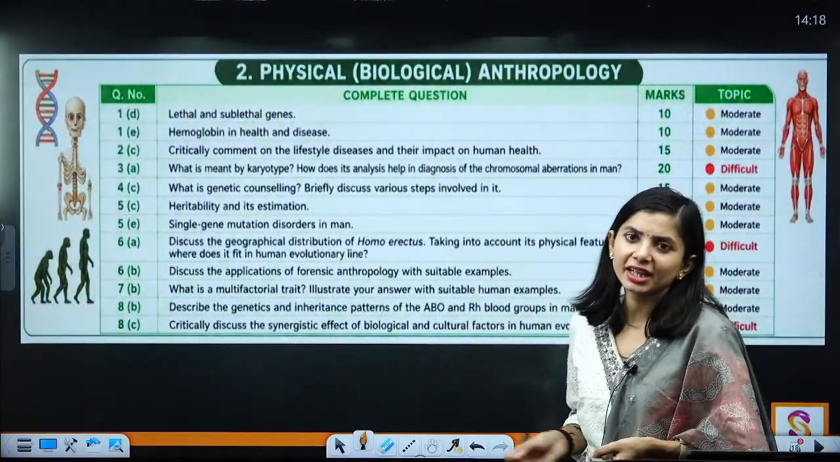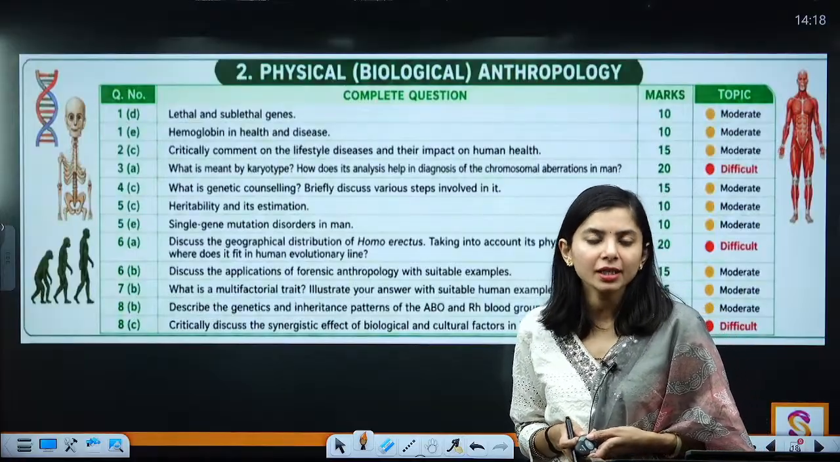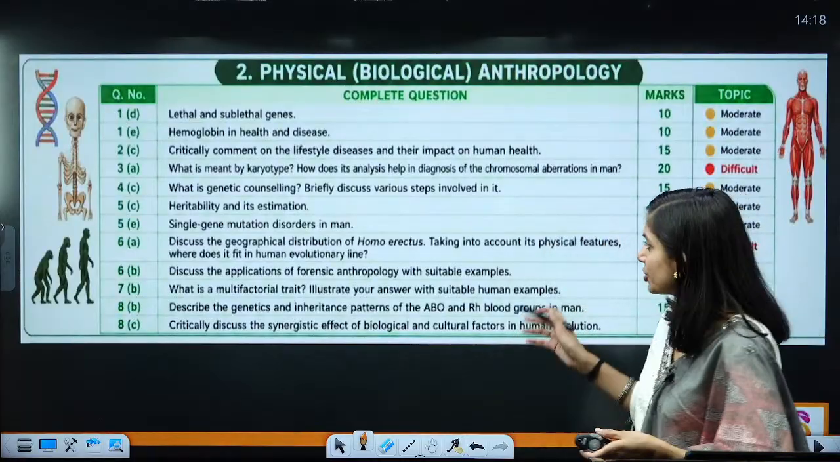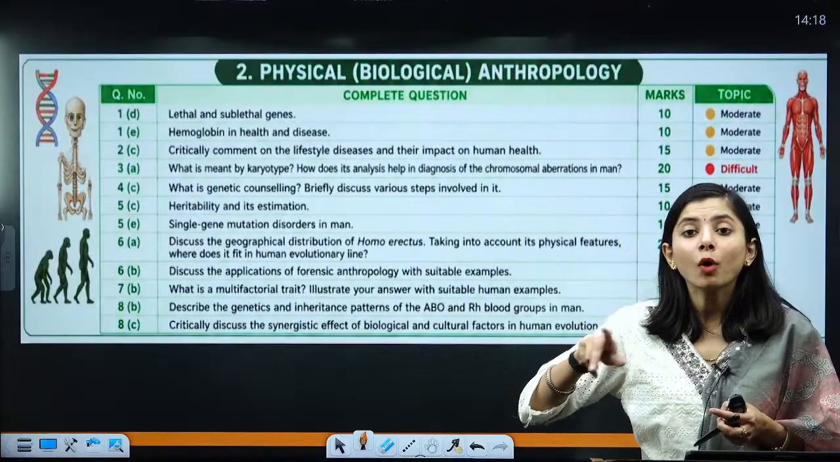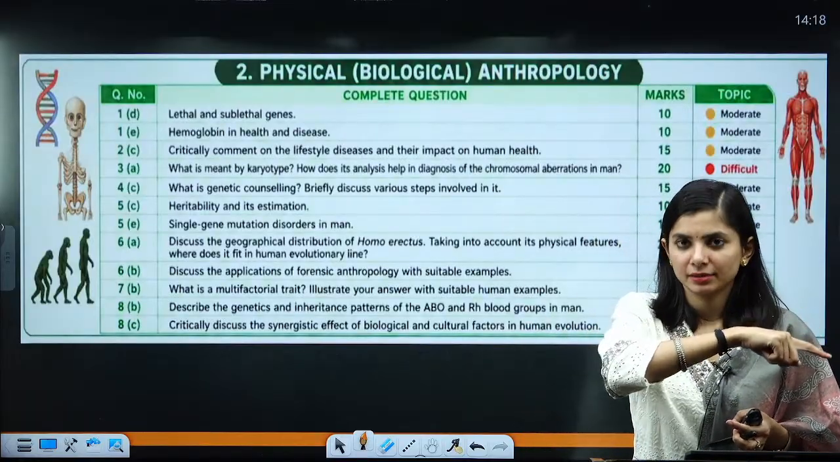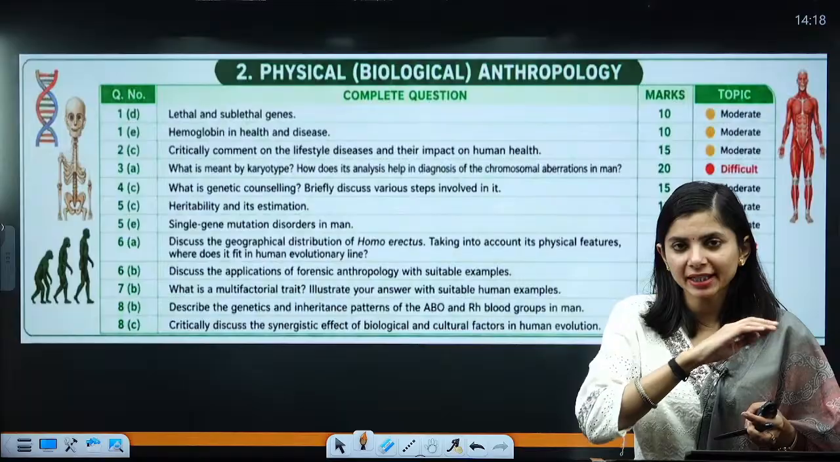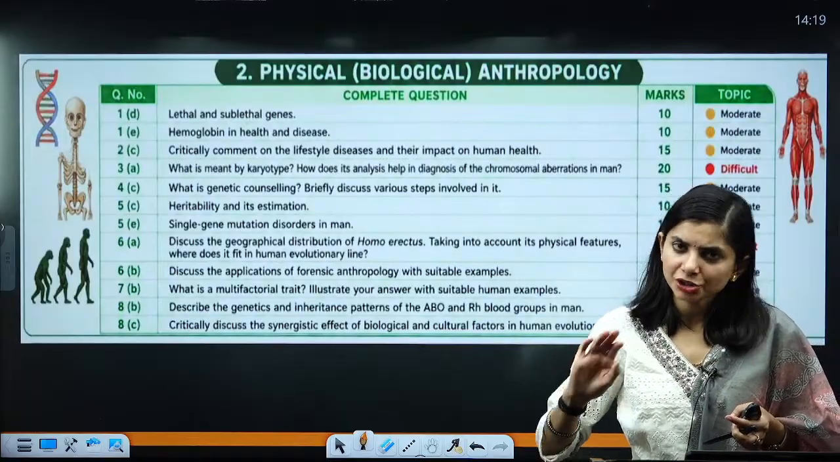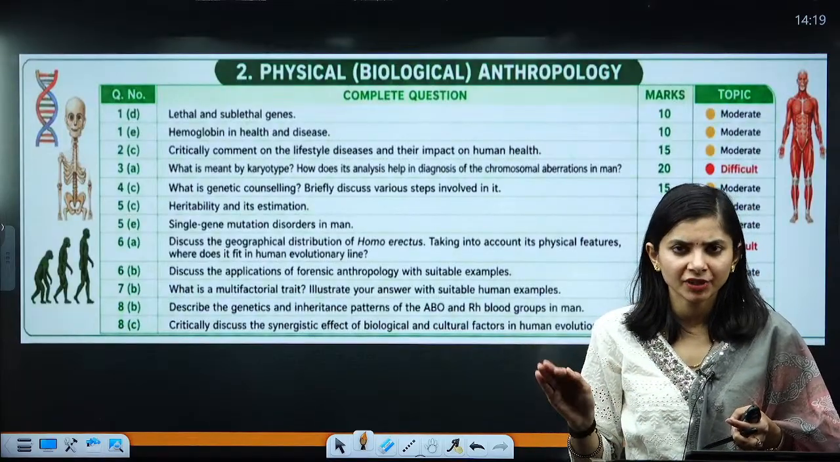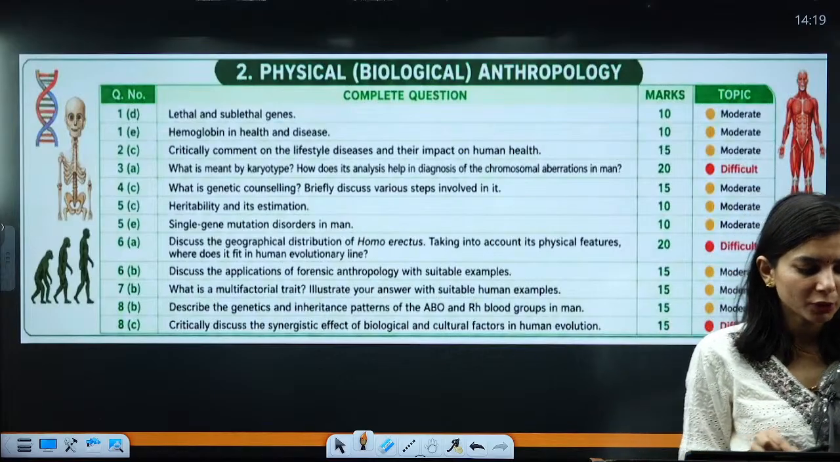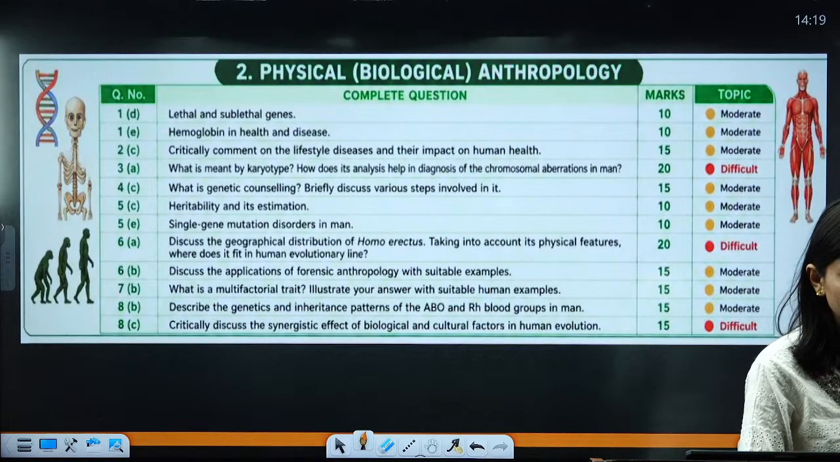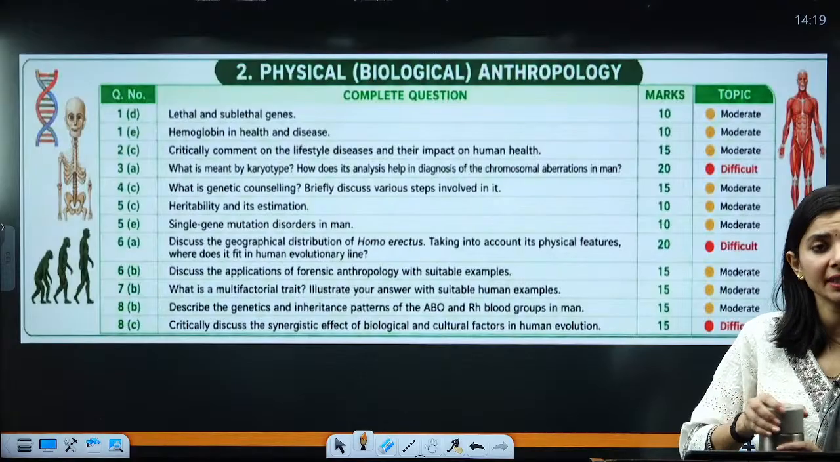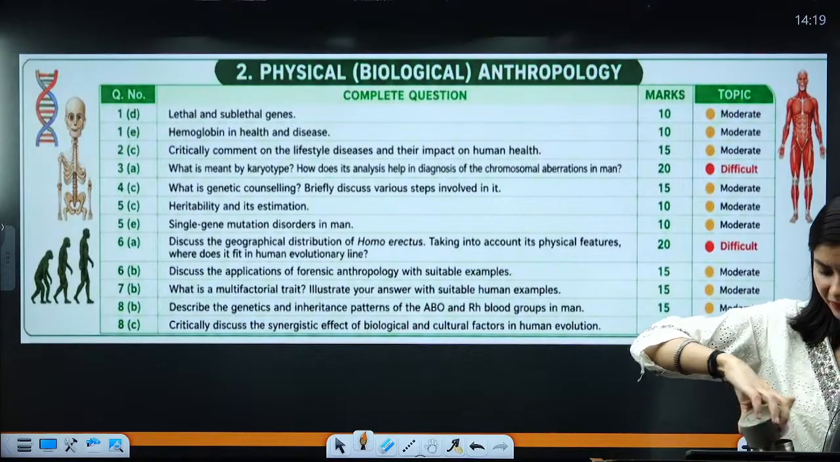Majority of the questions are from physical anthropology again. Physical anthropology questions are more or less static oriented, and in static oriented questions you need to mention some current affairs, but for social culture anthropology questions you need to understand the demand also. First you will understand the demand and then you will explain further.